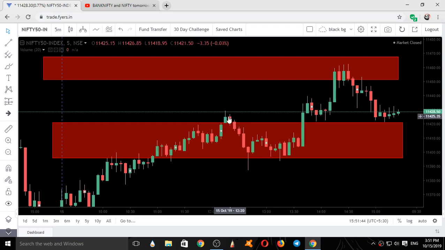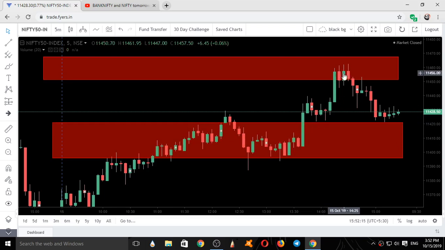Again, it came down. The last area where it took support on this down move was the lower end of this zone. From the lower end of the zone, it took support and went up. Again it came down, took support from the lower end of the zone, and went up. Again, it took support, and when it closed outside this zone, it went up and came down to take support from the upper end of the zone.